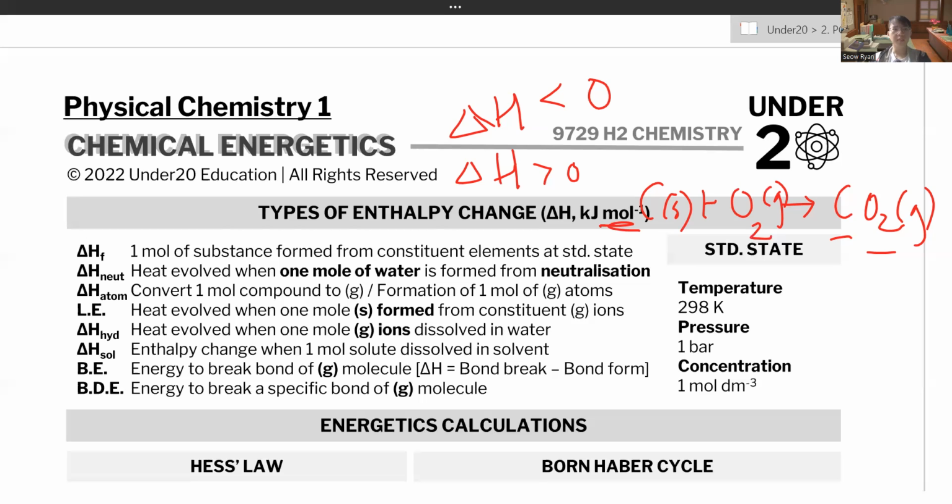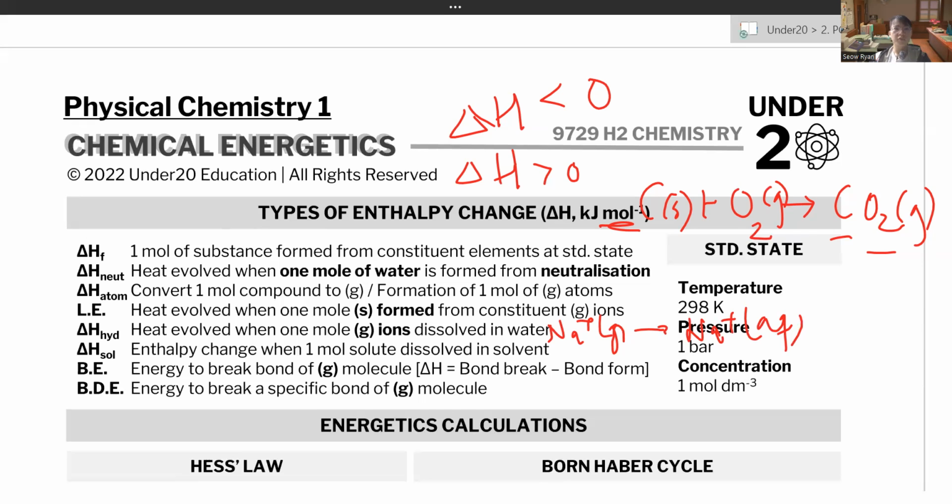Okay, the next is the enthalpy change of atomization, which is the amount of energy to convert 1 mole of a compound into its gaseous state, or the formation of 1 mole of gaseous atoms. Next is lattice energy. Lattice energy is the heat evolved when 1 mole of an ionic solid is formed from its constituent gaseous ions. So it has to be from gaseous ions. Enthalpy change of hydration is the heat evolved when 1 mole of gaseous ions are dissolved in water. So you will go from, say, Na plus gaseous to Na plus aqueous. Okay, we'll look at more of these equations later on in the video.